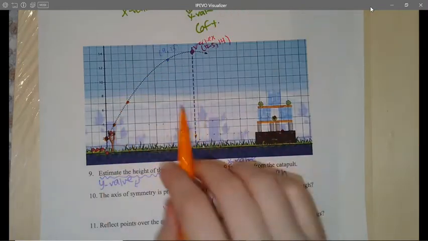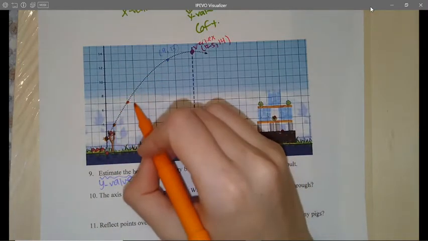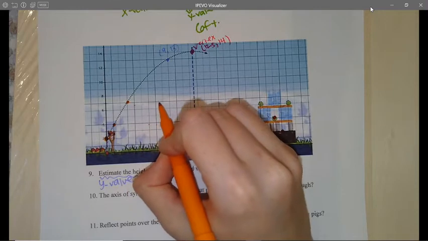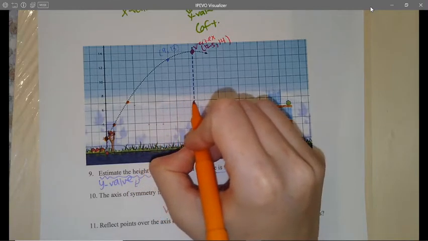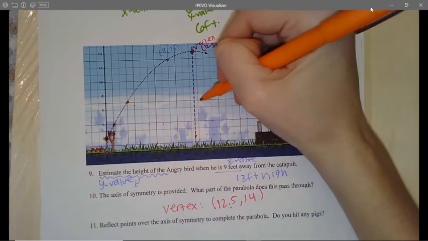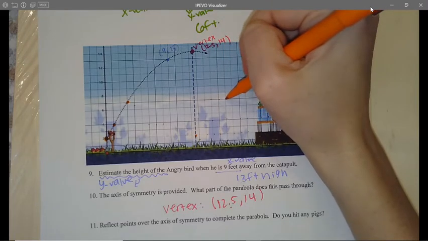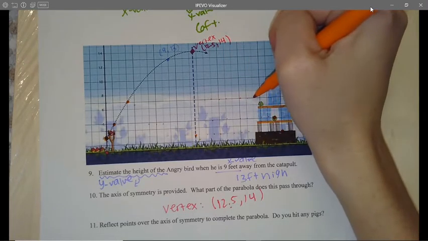Okay, so let's see how far over we are to our axis of symmetry. So we're 1, 2, 3, 4, 5, 6, 7, 8, 9.5. Okay, so let's go half. 1, 2, 3, 4, 5, 6, 7, 8, 9.